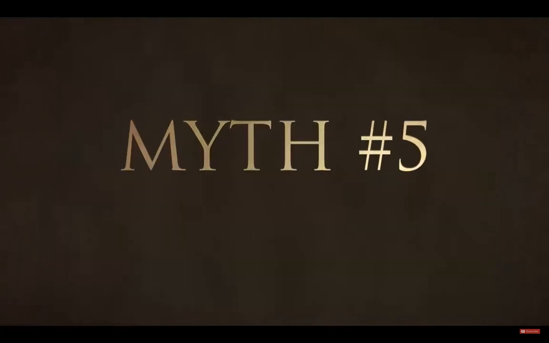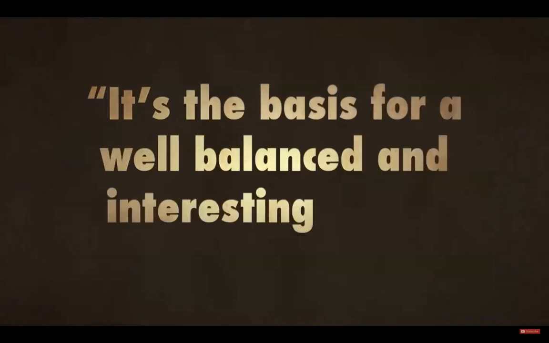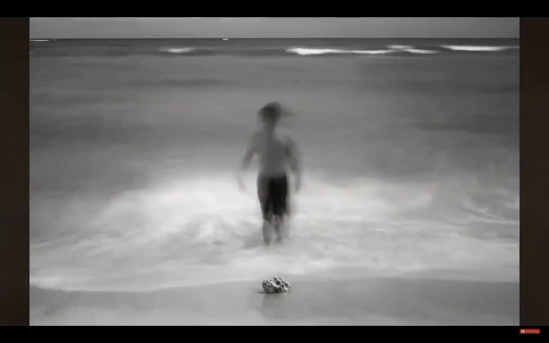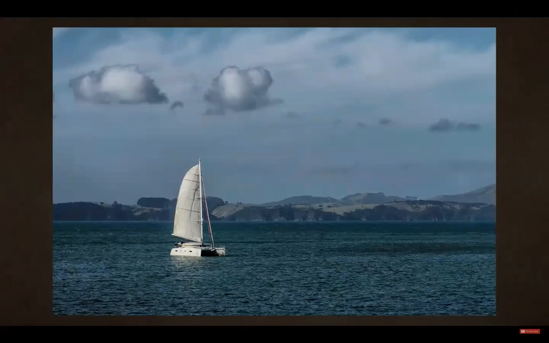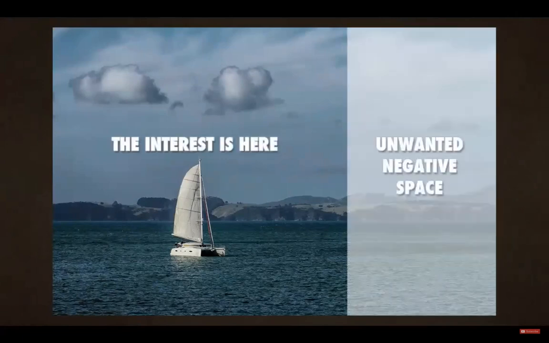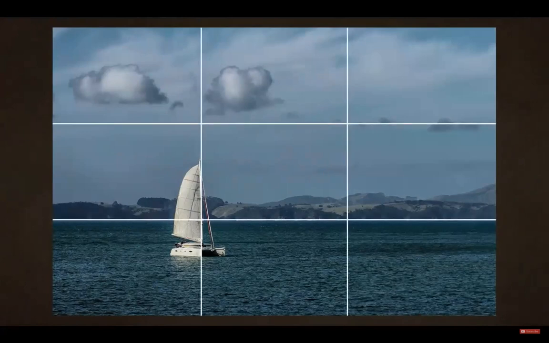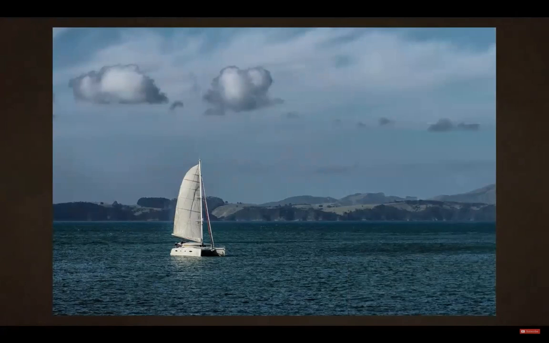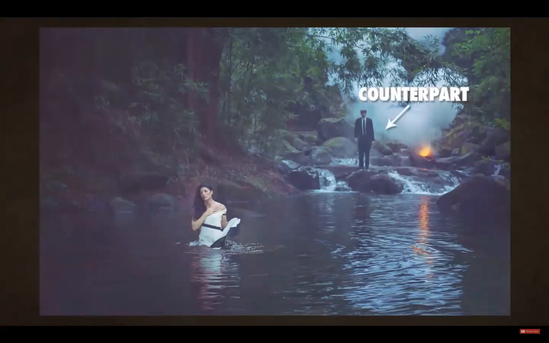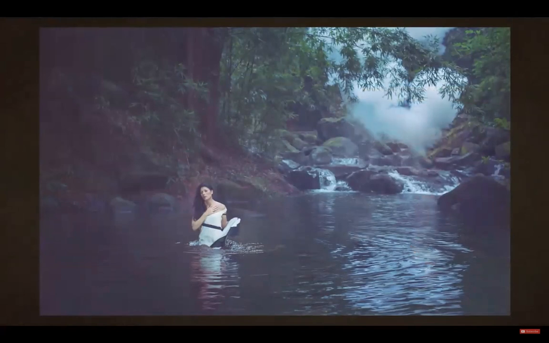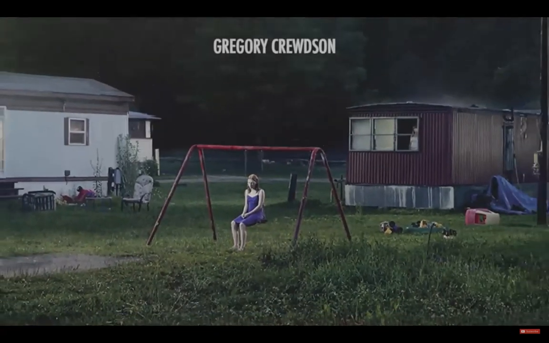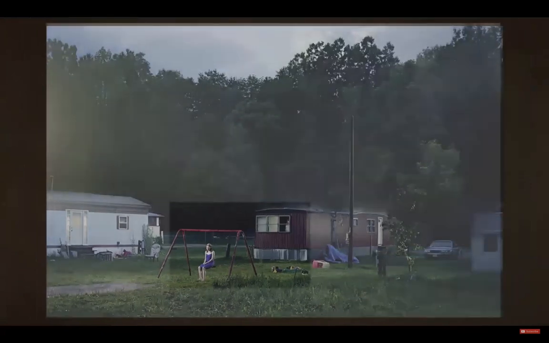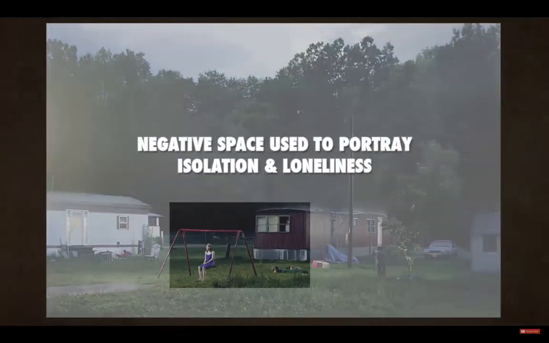Number 5. It's the basis for a well-balanced and interesting shot. We already covered the law of symmetry, which covers the proper balance of an image. But what we didn't mention is how the rule of thirds gives birth to unwanted negative space. If we are generically placing our subject into one of the crosshairs without consideration of the whole, then we won't have a counterpart on the other side of the composition. In result, we'll have negative space that takes attention away from our subject. Negative space can be properly used to create a feeling of isolation or loneliness, but to use it without sophistication is a total rookie move.